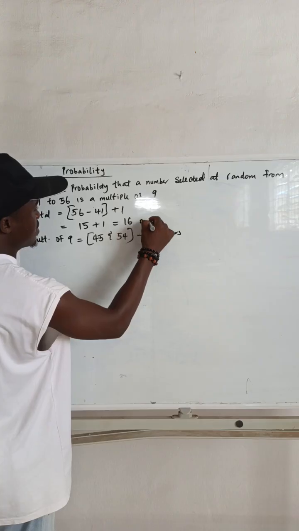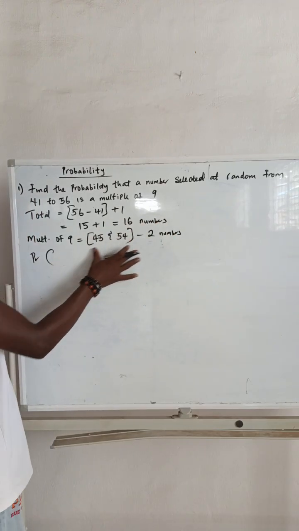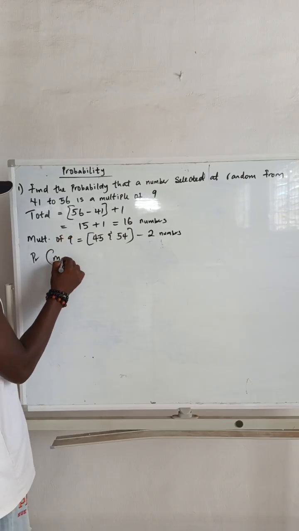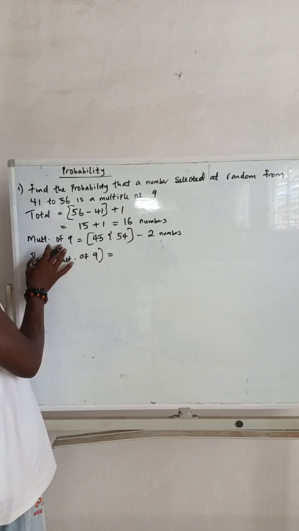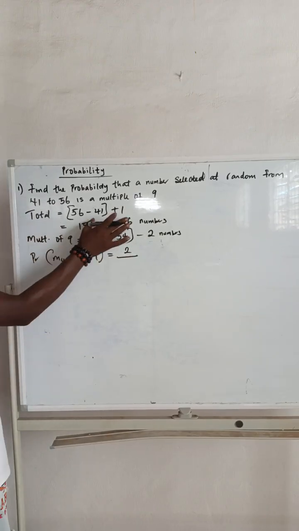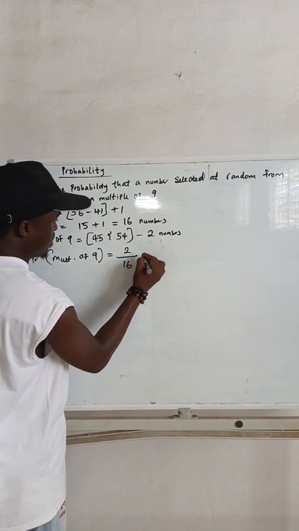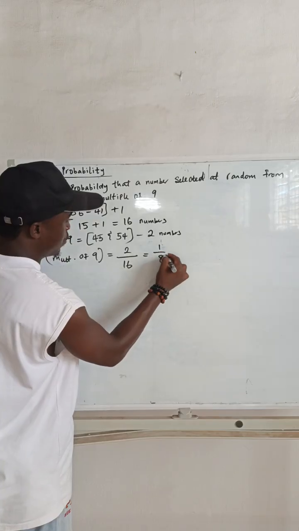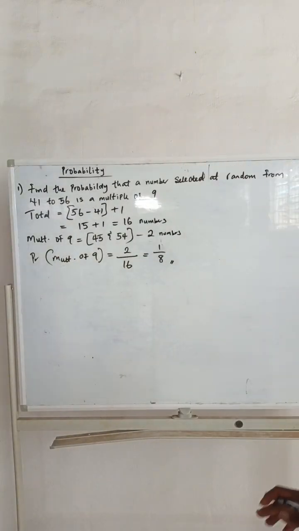And don't forget that we already have 16 numbers. So the probability of multiples of 9 is the favorable outcome, 2, over the total number that I have, which is 16. Don't forget that you have to always break it down to the lowest term, which gives us 1 over 8. So we are going to solve another one.